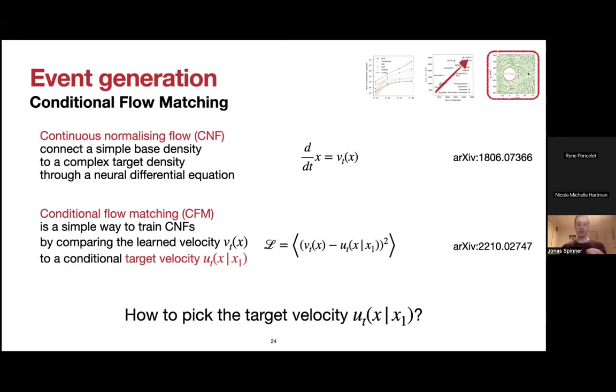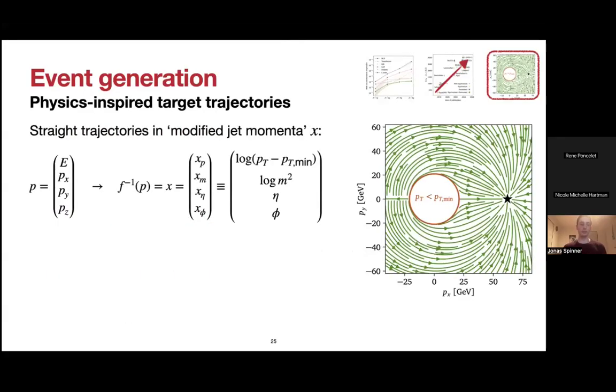So there's no unique solution to this task. This is actually a challenging task. And now the big question is, of course, how do we pick this target velocity? The naive approach would be to just take your four-momentum, so E, px, py, pz, in the base distribution and in the target distribution, and then you interpolate linearly between the two. So you change E linearly, px linearly, and so on. But this doesn't work so well.